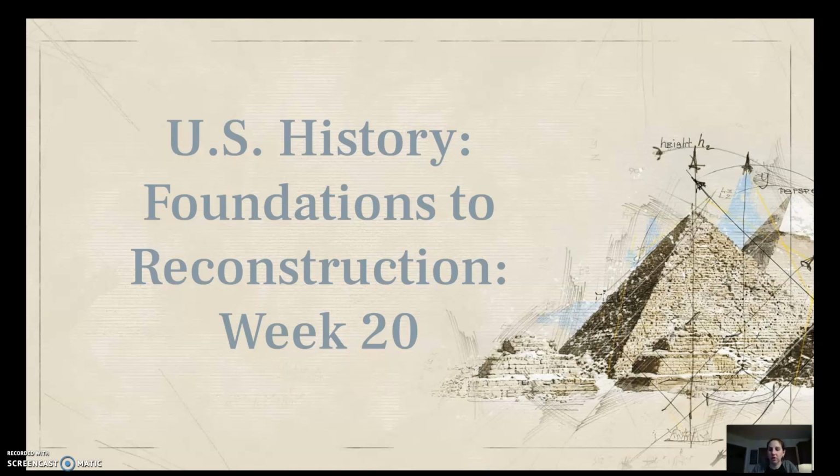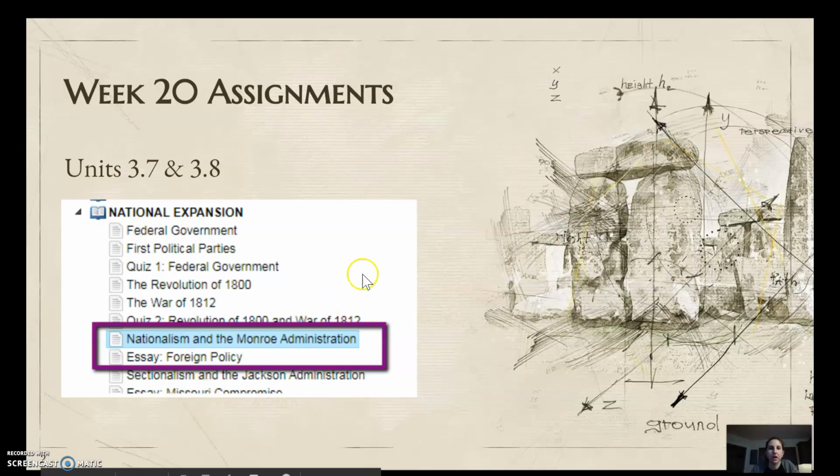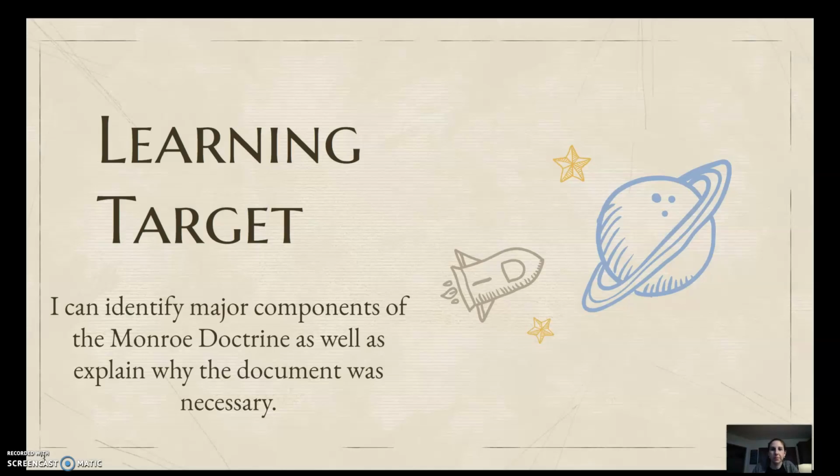U.S. History, Foundations to Reconstruction. We are on week 20. And this week your assignments are units 3.7 and 3.8. So we're going to focus on nationalism and Monroe and what happened during his presidency. And then you'll have an essay to write on foreign policy.